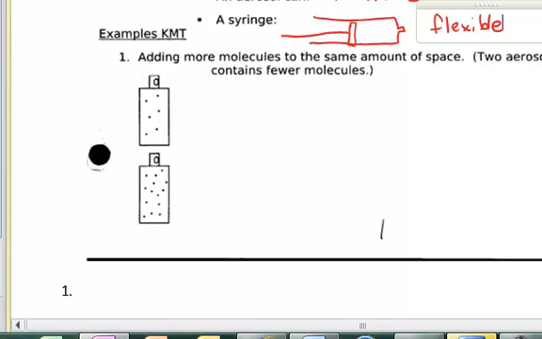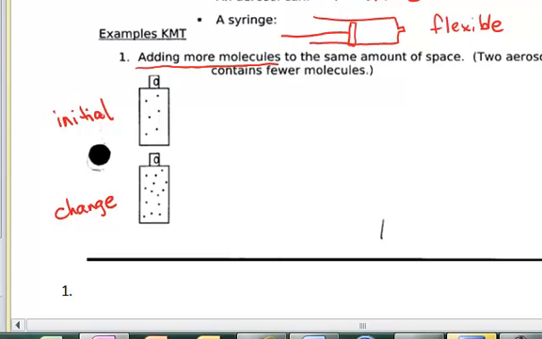So we're adding more molecules to the same amount of space. This is an example. I've got myself an aerosol can with a certain amount of gas in it. Here is the initial situation. And again, my change is going to be that I'm going to add more molecules. You can see this in the picture right here. I have a few molecules in the top can, and I have a lot more in the bottom can.